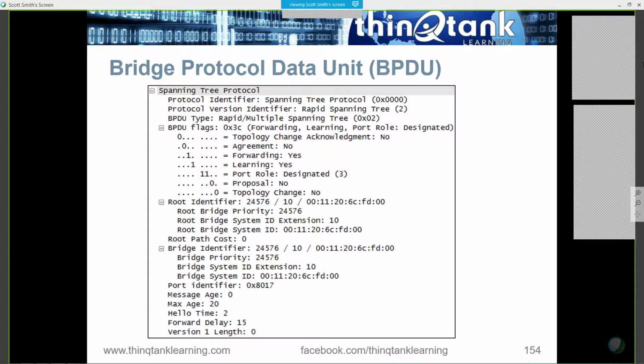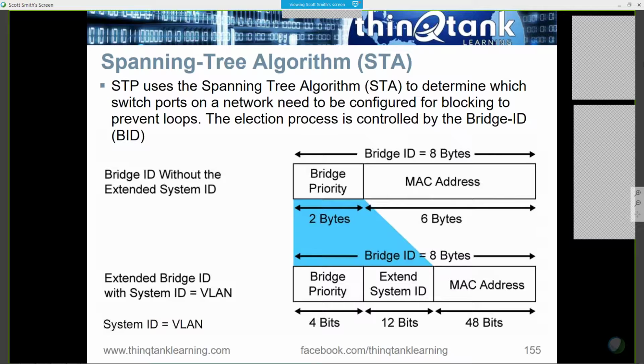All right? So the first thing you need to know about spanning tree is this concept of a bridge ID. In spanning tree, switches identify themselves to other switches through BPDUs, but the primary way that we decide how the spanning tree topology looks is through something called the bridge ID. Traditionally, the bridge ID was two values: priority and MAC address. The bridge ID is the most important concept in spanning tree, because every decision that we make in spanning tree is based on bridge ID.